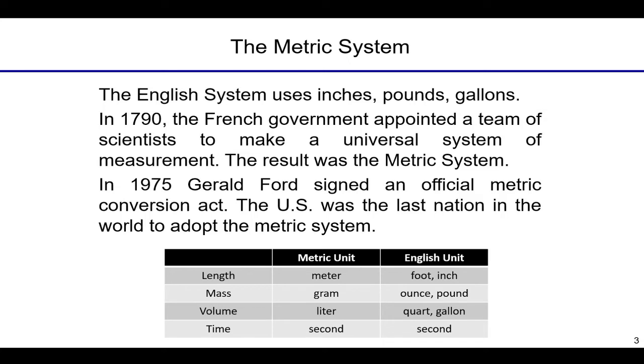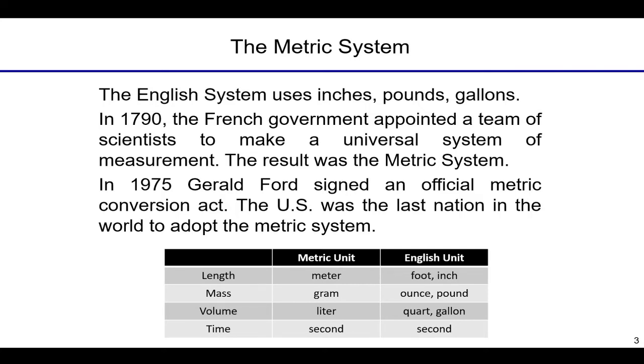So in the English system, which a lot of us in the United States might be more familiar with, we use inches, pounds, gallons, this type of unit. But in the late 1700s, the French government actually was the first to collectively get a bunch of scientists together and make some sort of universal system of measurement. So the government decided, let's get the 10 to 20 smartest scientists in a room, lock them up, don't let them out until they come up with some system of measurement.